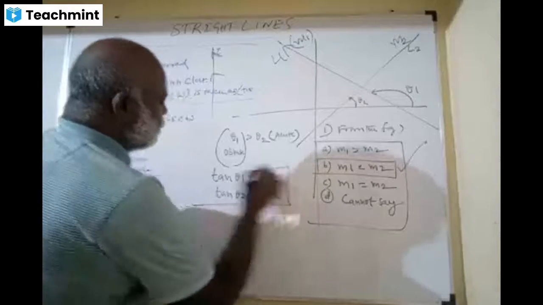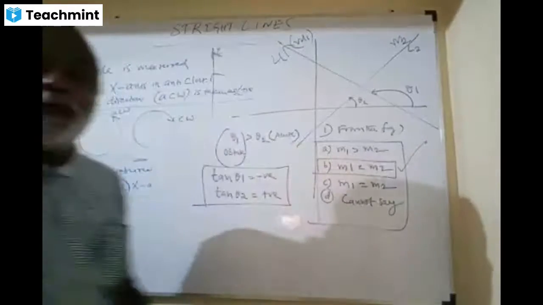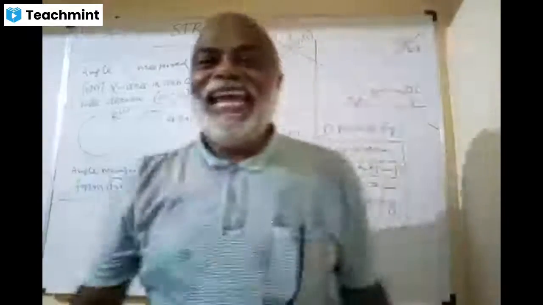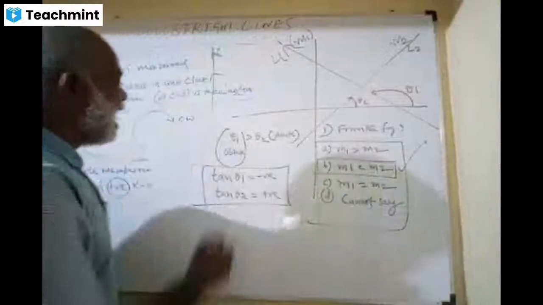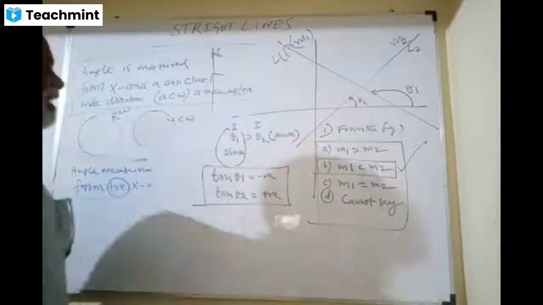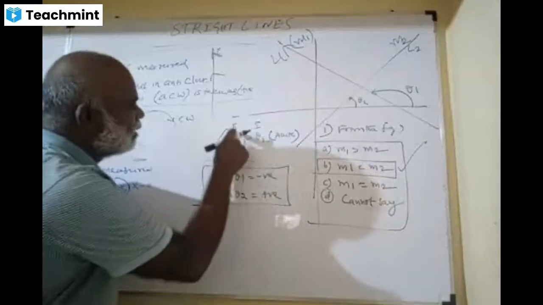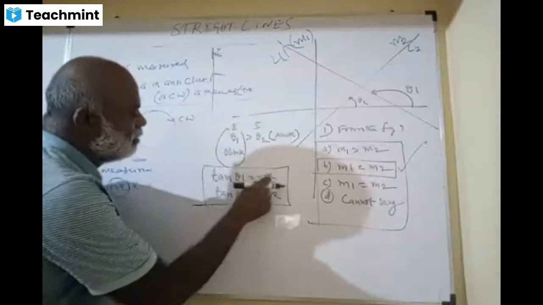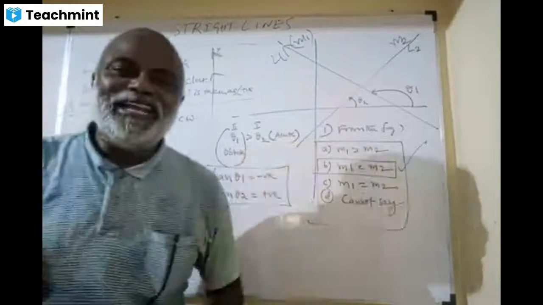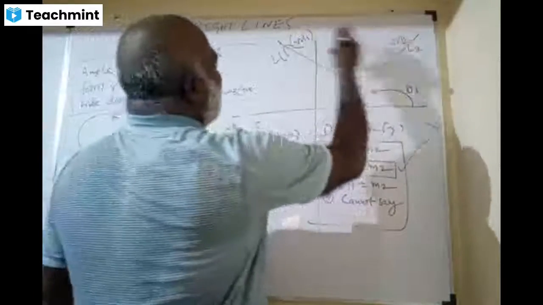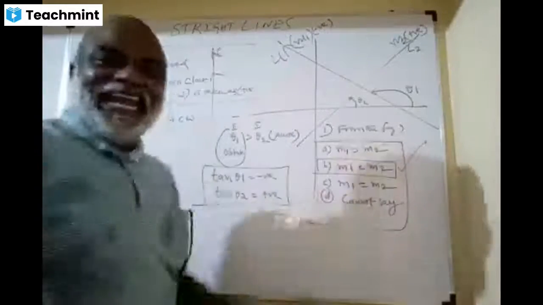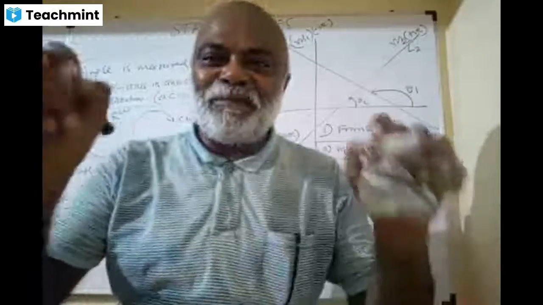Why? Acute and obtuse. Theta 1 is obtuse. Obtuse angle means what? More than 90 and less than 180. He said very rightly, it is in the second quadrant. Theta 1 is in the second quadrant. Theta 2 is in the first quadrant. Tan of theta 1, second quadrant, tan is negative. Therefore, M1 is negative, M2 is positive, and you know that negative is always less than positive. Notice.